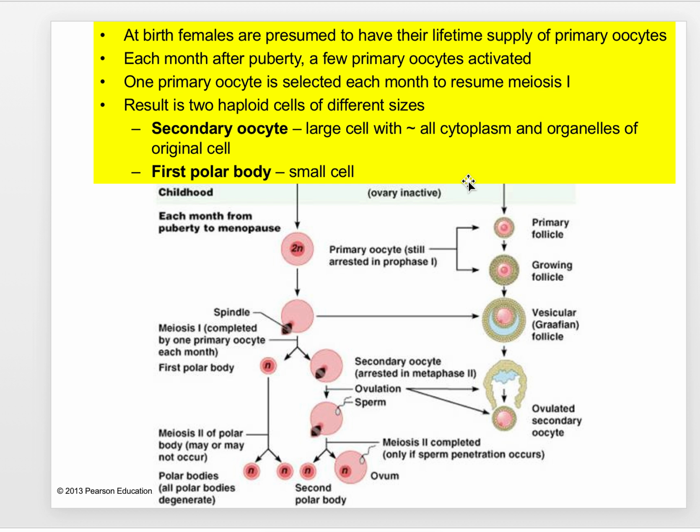At birth, females are presumed to have their lifetime supply of primary oocytes. Each month after puberty, a few primary oocytes are activated. One primary oocyte is selected each month to resume meiosis.